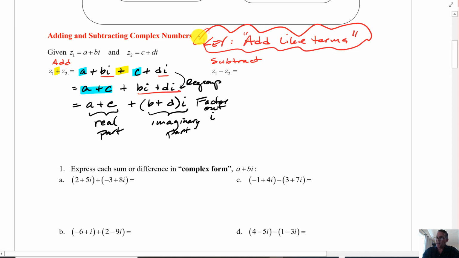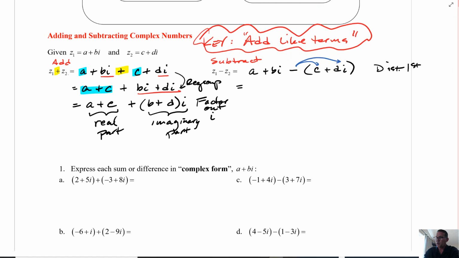Now, in the next one here, same thing really happens. So Z1 is A plus BI minus the second complex number, C plus DI. And notice that I put the second complex number in parentheses, because when you subtract a binomial, you have to distribute through the negative. So you subtract here, and then before you subtract C plus DI, you got to distribute first. You guys know how to distribute. So you got to distribute through the minus sign or subtract both terms.